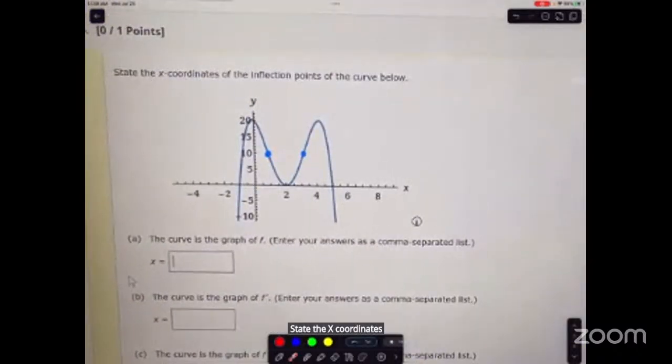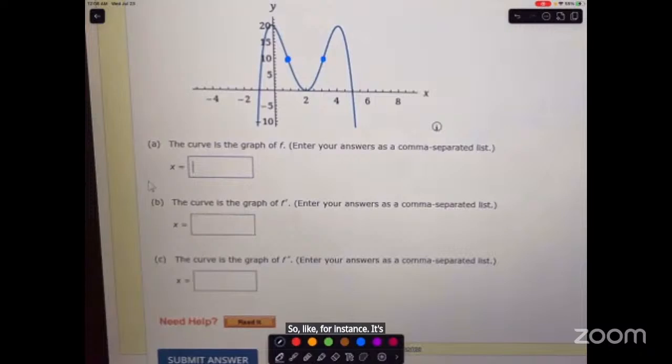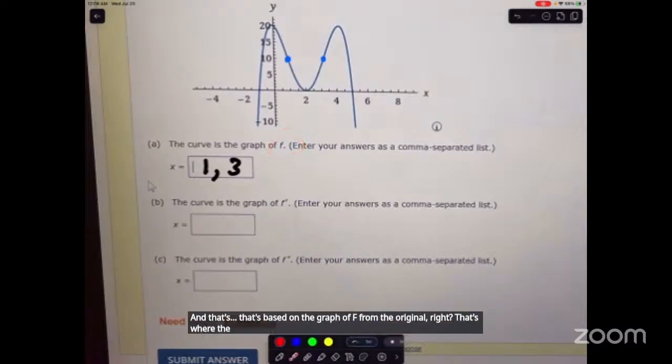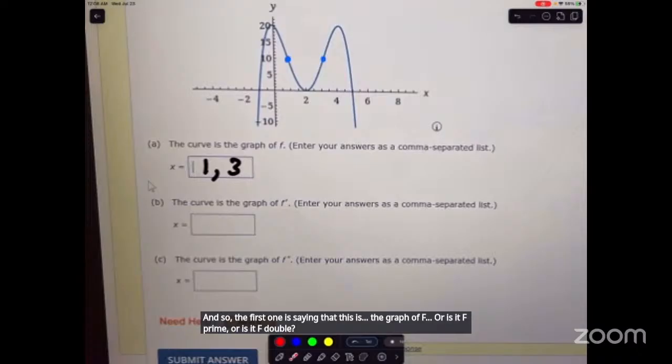State the x coordinates of the inflection points of the curve below. So for instance, it's looking like when x is 1 and 3, and that's based on the graph of f from the original, right? That's where the original function basically changes its concavity. It goes from concave up to concave down. The first one is saying that this is the graph of f, or is it f prime, or is it f double prime? Points of inflection, we get from f double prime if we were doing calculations, but just looking at the graph, this is the graph of the original.